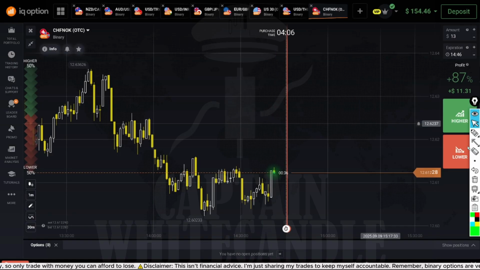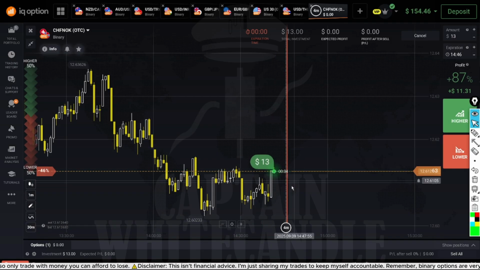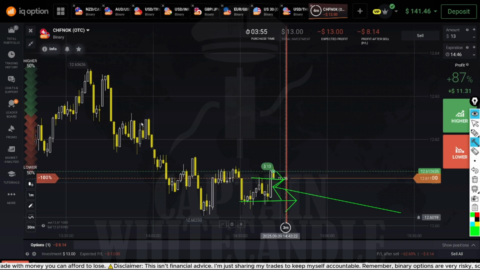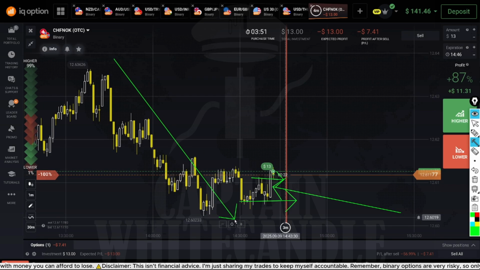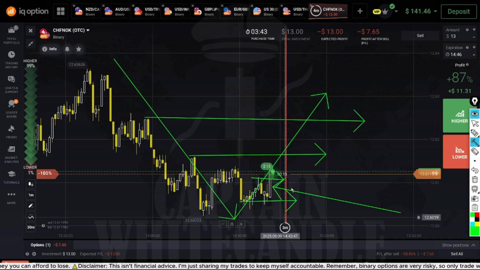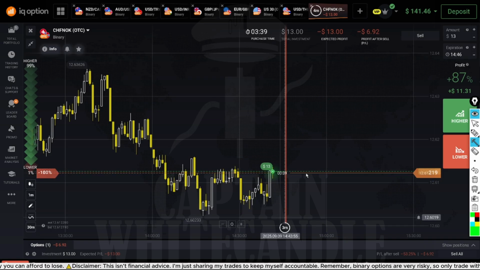So I'm taking this for 5 minutes in the upward direction. As you can see, we have this double bottom here. We have this neckline here. It got broken strongly by this candle. So I'm expecting a change of character. That means a change from this downtrend to an uptrend. So I'm expecting it to, no, this is too close. So I'm expecting it to get to at least this level here. But let's wait and see how the trade closes.